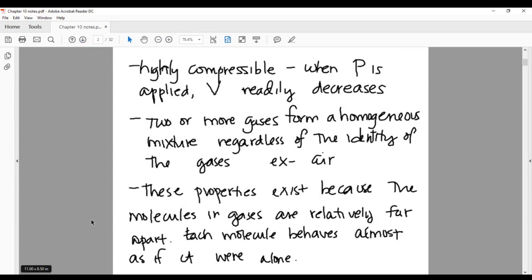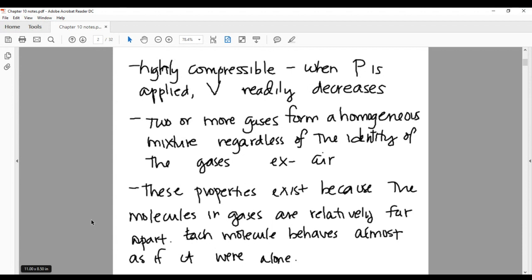Gases are also highly compressible. When pressure is applied, volume readily decreases. So when we have a container that has, for instance, a piston in it, and pressure is applied, then volume is going to decrease. We can't do that with liquids or with solids.